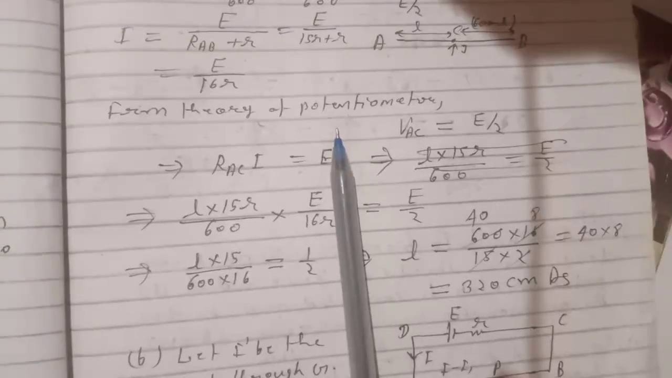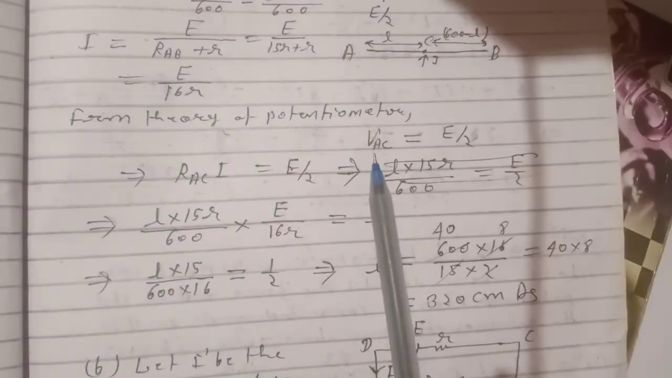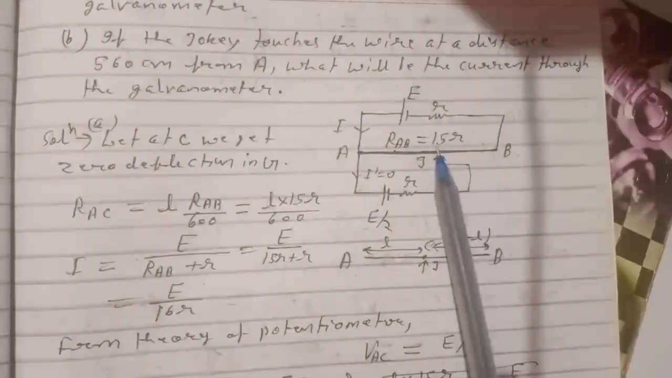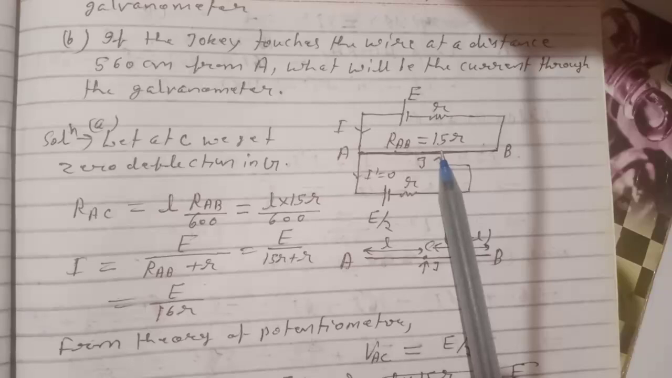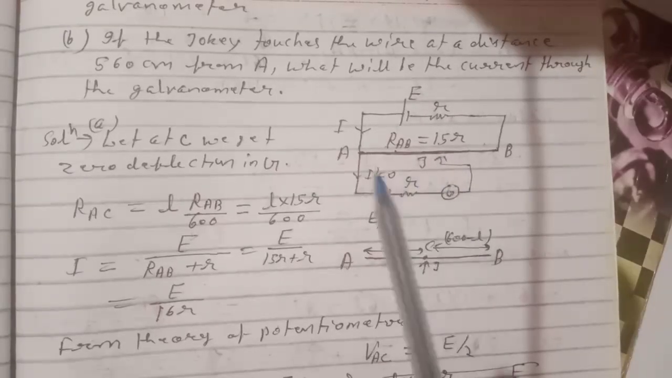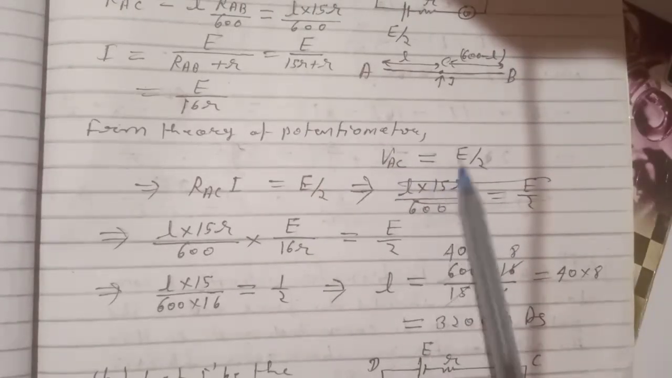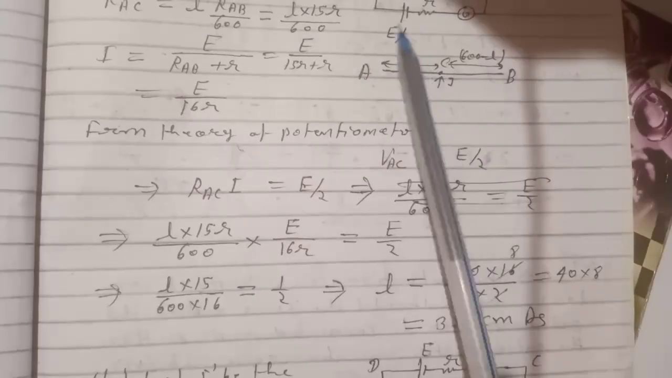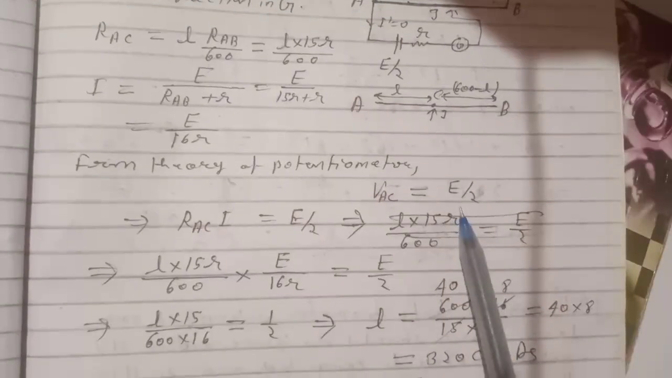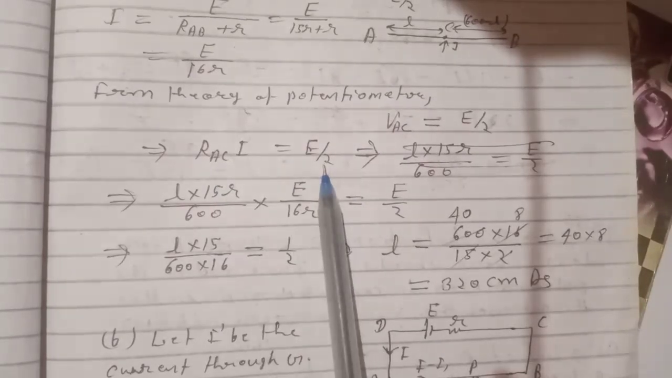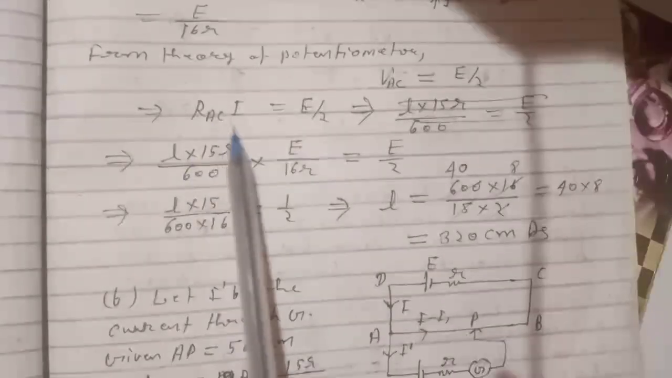From theory of potentiometer, we know that when the jockey is at C, there is no deflection in this current. So terminal voltage between A and C will be equal to EMF of this cell. So we can write VAC, that is terminal voltage between A and C, equal to E by 2. The EMF of this cell is given E by 2. And now this implies VAC will be RAC into I equal to E by 2.